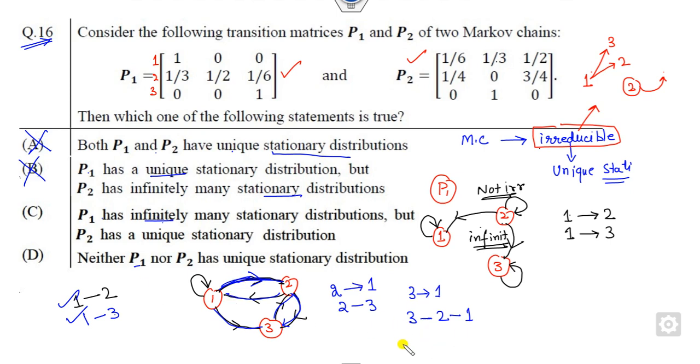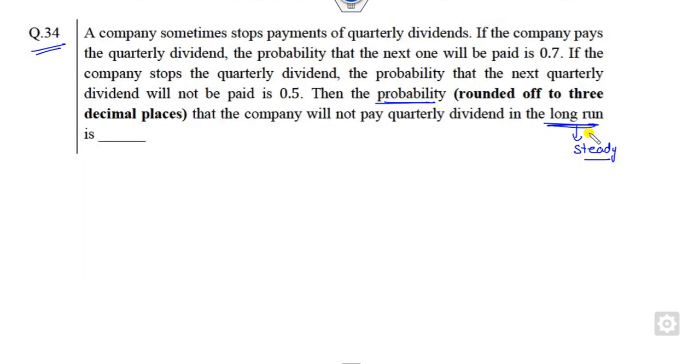So it means all the cases are possible. So this is irreducible. Once it's irreducible, it means it has a unique distribution. So that's the right answer of this problem. That's a very simple concept. Always remember, whenever they are talking about unique, you have to prove it's irreducible. Okay, look at this next one.